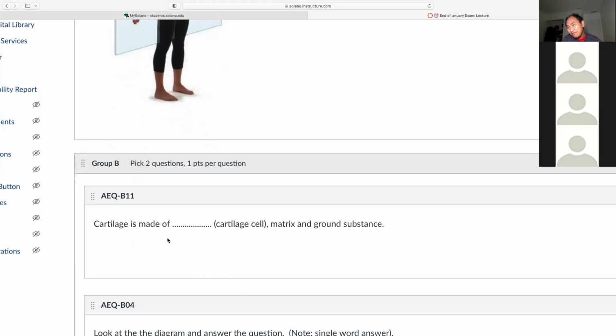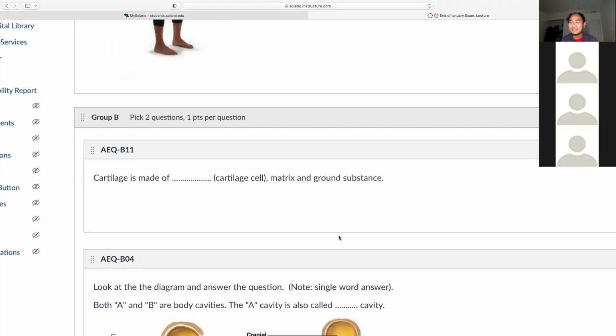Cartilage is made of blank, matrix, and ground substance. Cell? Yeah, cartilage forming cell. What do you call that? Chondroblasts? Chondroblast.